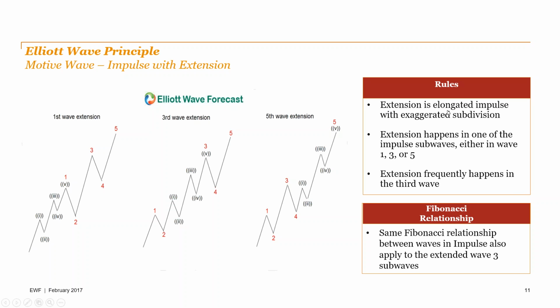Extension is an elongated impulse with exaggerated subdivision. Extension happens in one of the impulse subwaves, either wave 1, wave 3, or wave 5. Extension frequently happens in the third wave. So this is the most common one.